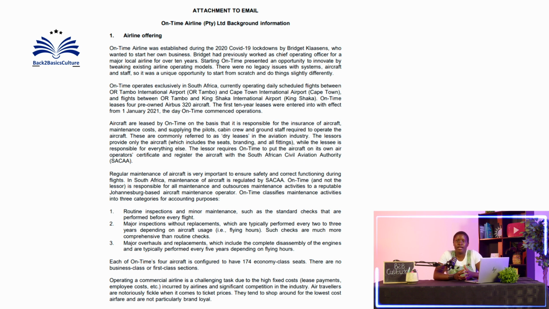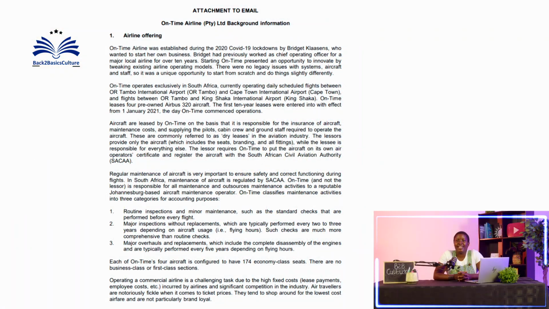They're telling us that aircraft are leased by On Time on the basis that it is responsible for the insurance of aircraft, maintenance costs, and supplying the pilots, cabin crew, and ground staff required to operate the aircraft. Okay, so it literally looks like you are just leasing the aircraft on its own. The rest you provide for yourself. Okay, these are commonly referred to as dry leases.